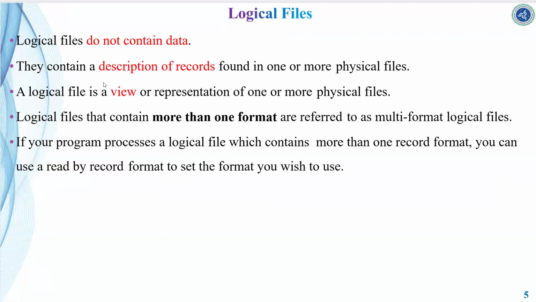Next one is a logical file. A logical file does not contain any data. It gives a description of the physical files, or a description of the records found in the physical file. So it presents the logical view of one or more physical files, and it can have more than one format. Whereas a physical file has only a single format, logical files can contain up to 32 formats.